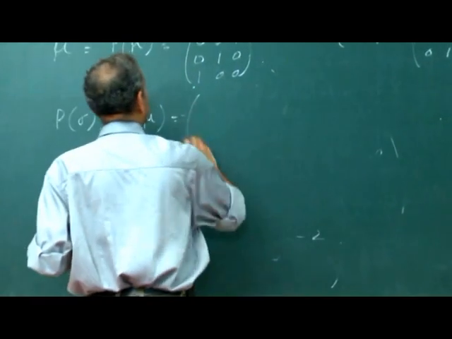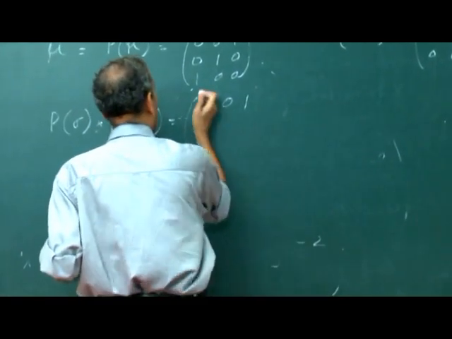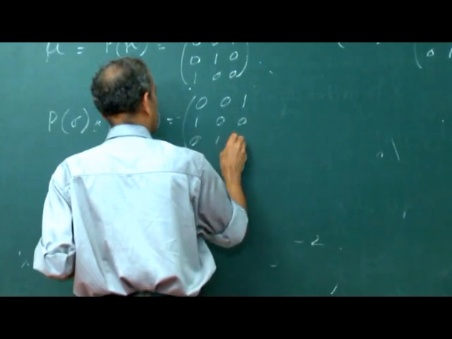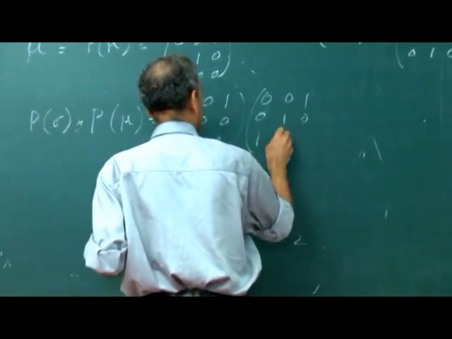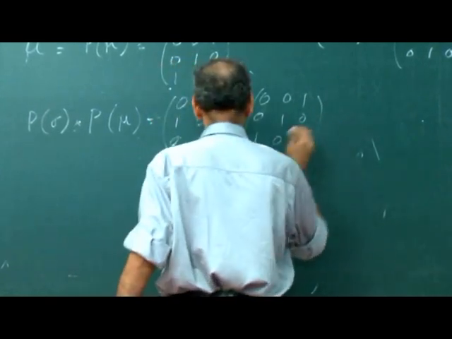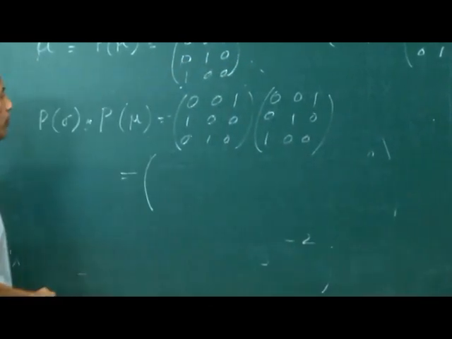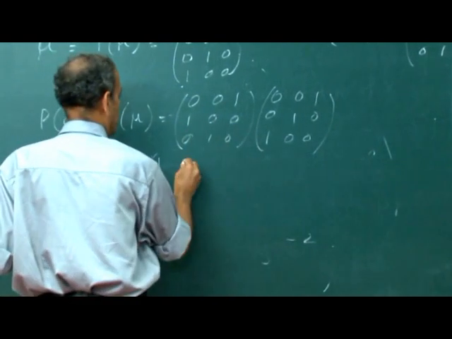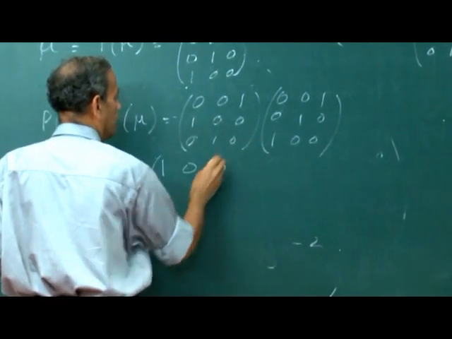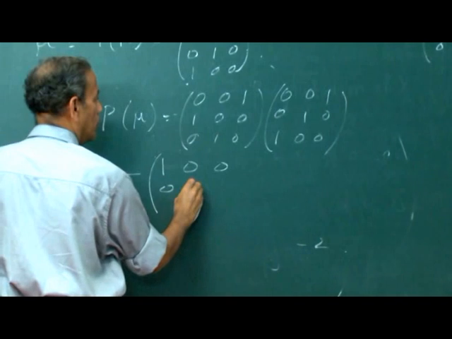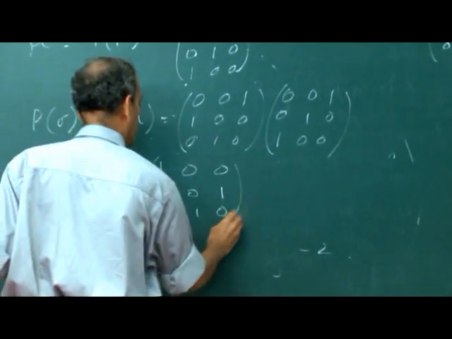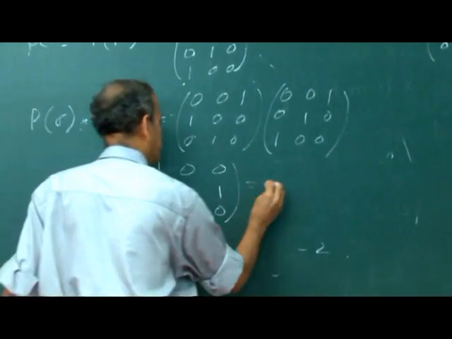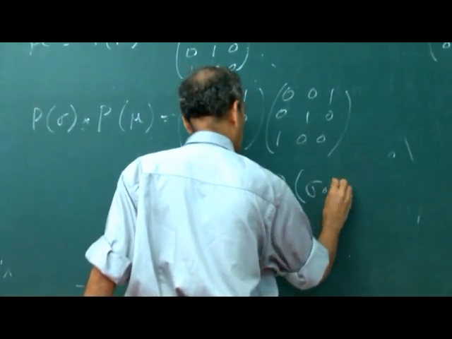This is matrix multiplication: the permutation matrix 0, 0, 1, 1, 0, 0, 0, 1, 0, into 0, 0, 1, 0, 1, 0, 1, 0, 0. This is equal to 1, 0, 0, 0, 0, 1, 0, 1, 0, which is nothing but P of sigma mu.